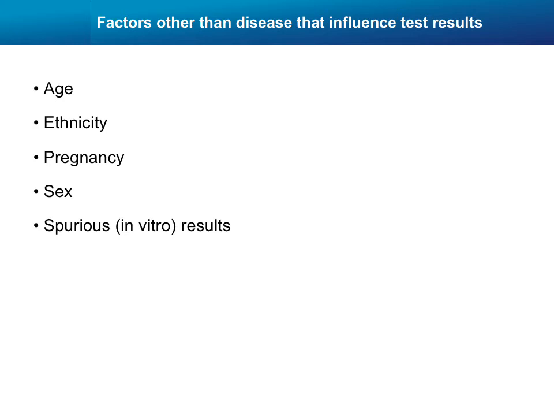Pregnancy: several tests are affected by late pregnancy. Sex: there are different reference ranges for males and females. And finally, you can get spurious results. So, for example, hemolysis causing hyperkalemia, thrombocytosis causing pseudo-hyperkalemia.